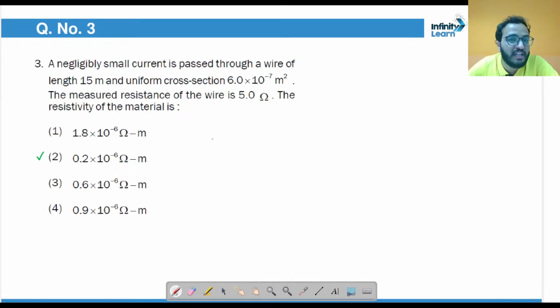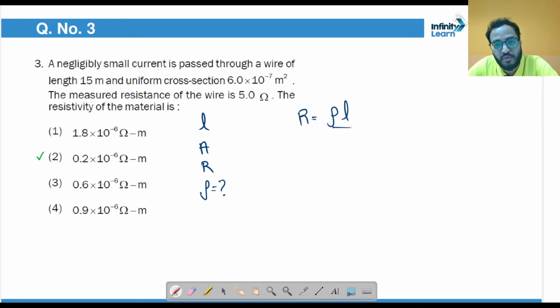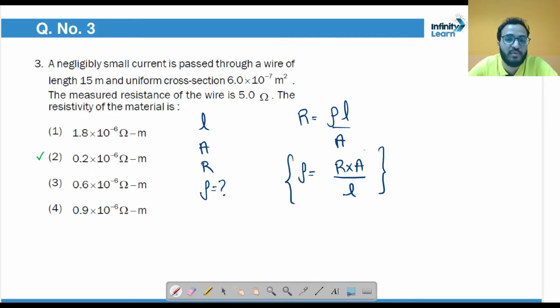Negligibly small current is passed through a wire of length. Length is given, area of cross section is given, resistance of the wire is given, and they want you to find the resistivity. It's a simple formula based question. R equals rho L upon A. So simply you can say rho equals R into A upon L. But make sure that the values are put in the proper units, right?